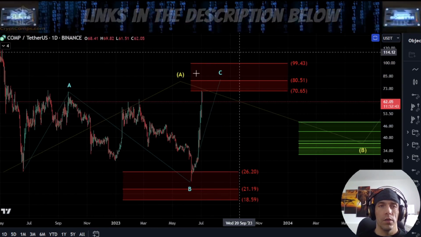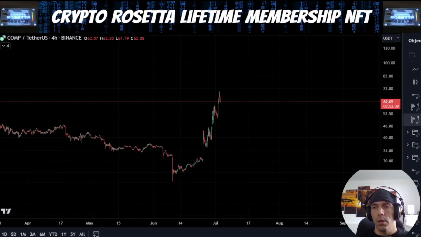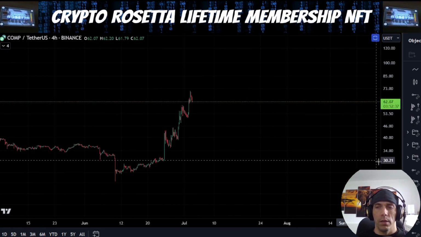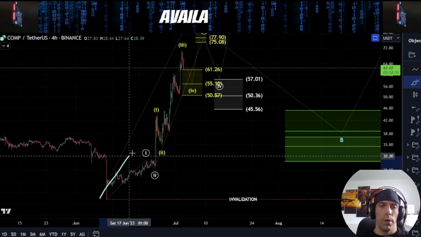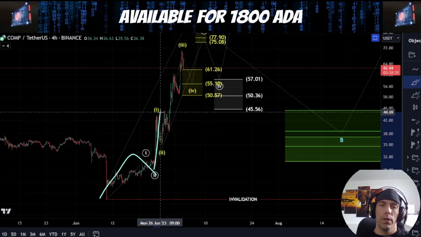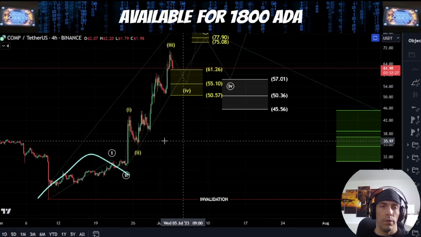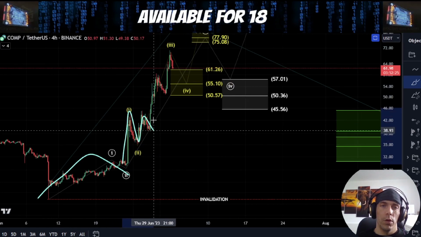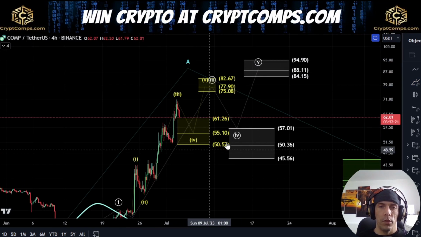Now if we are looking at this as a C wave, there are 2 ways that I'm currently looking at this. So we're going to go over the idea that this is a regular impulse, where we could argue that within here we have this is 1, 2, and then what we have here is 1, 2, 3, 4, and then we're looking for a 5th wave here. So this would be a 1, 2, 1, 2, 3, 4, 5 for that wave 3, and then now what we're looking for is the potential for a 4th wave.